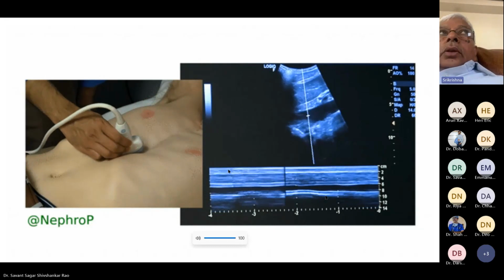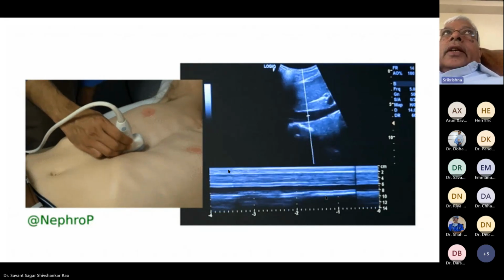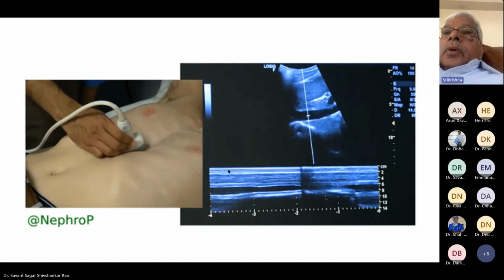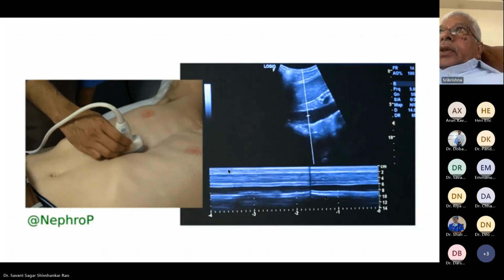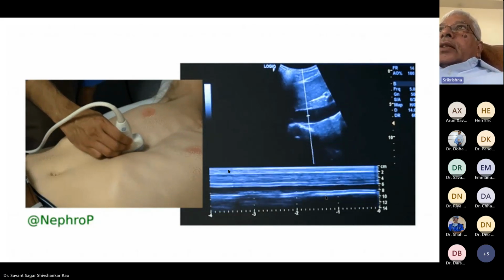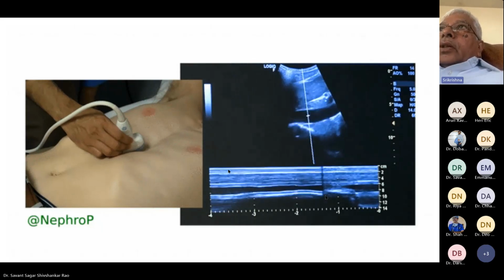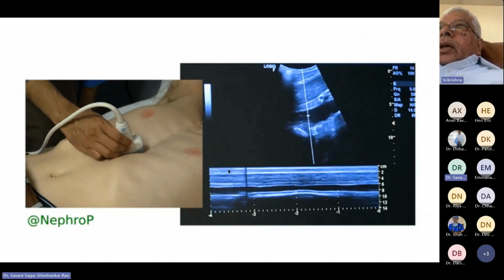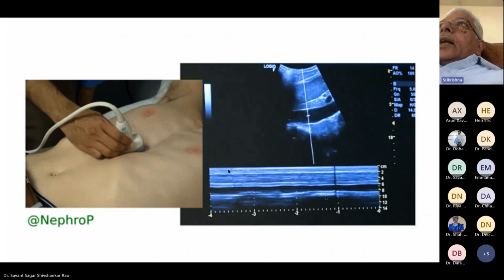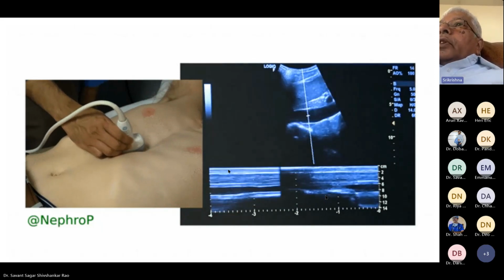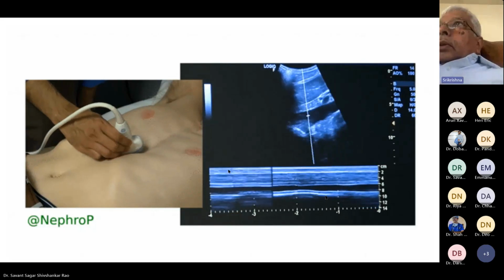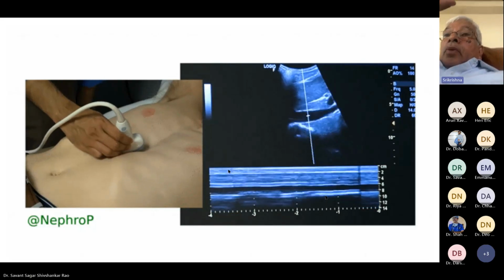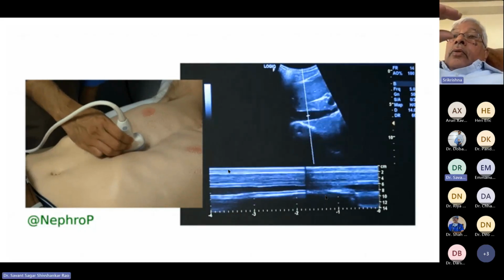Normally, the interventricular septum is considered as part of the LV. When the LV contracts, the septum moves away from the transducer, and the posterior wall of the LV comes up. That is how the septum moves.